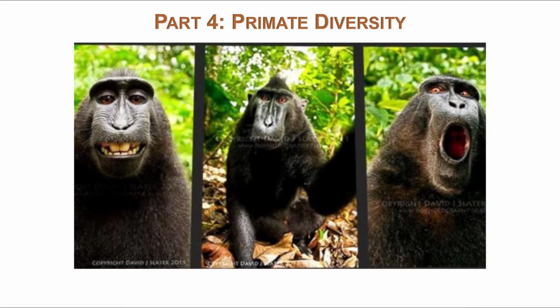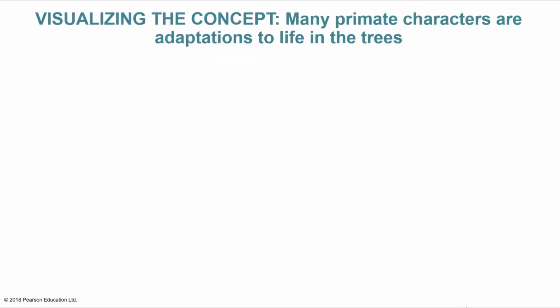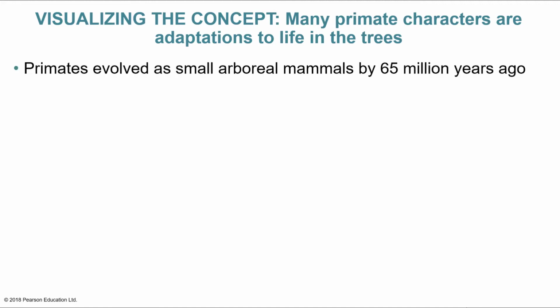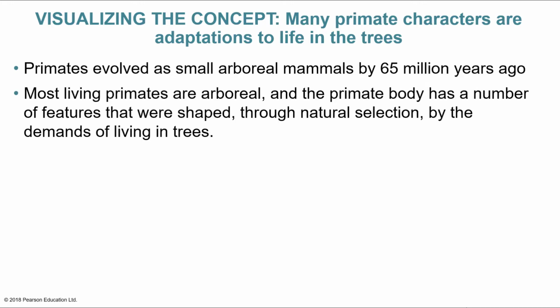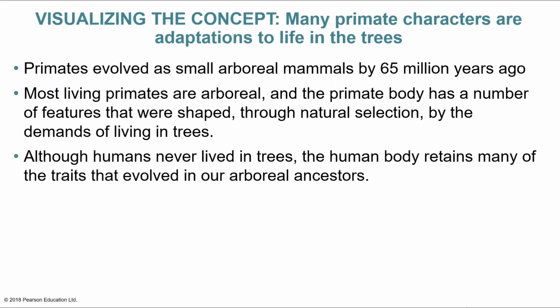In Part 4 of Chapter 19, we will take a look at primate diversity. If we look at primates, many of the characters that we see are adaptations to life in trees. Primates evolved as small arboreal mammals about 65 million years ago. Most primates are arboreal, and the primate body has a lot of features that were shaped by natural selection for life in the trees. So although we never lived in trees, the human body still has many of these traits because we evolved from arboreal ancestors.